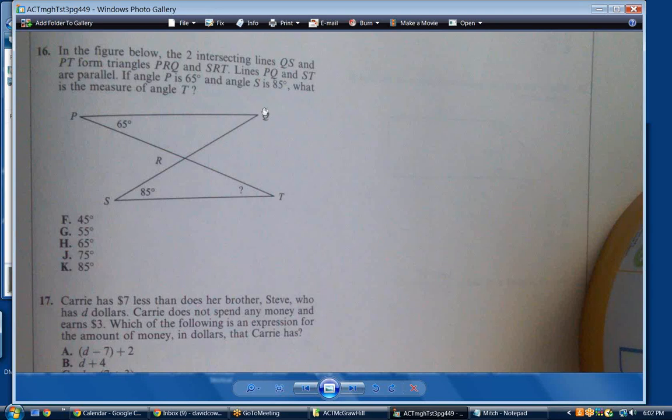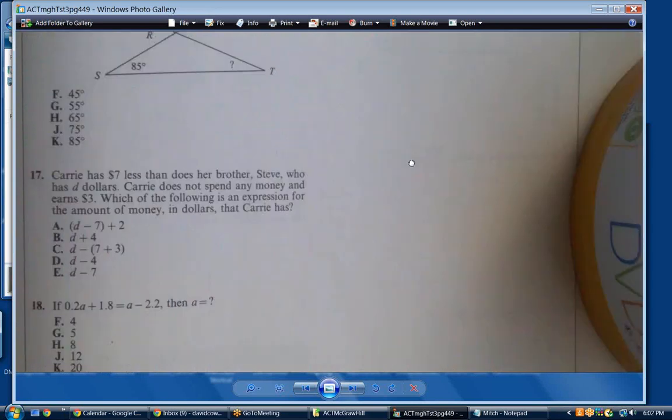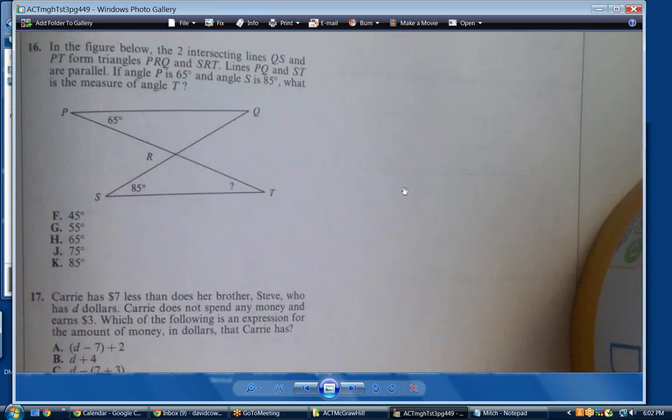All right, so PQ and ST are parallel. So T would be 65. Yeah, that's an interesting problem. It looks like it would be a lot harder than it is, doesn't it? All you have to do is recognize that you have 2 parallel lines and a transversal, and that makes that angle the same as that, and we really don't care what this angle is. Another case where they give you information you really don't need, that's irrelevant.